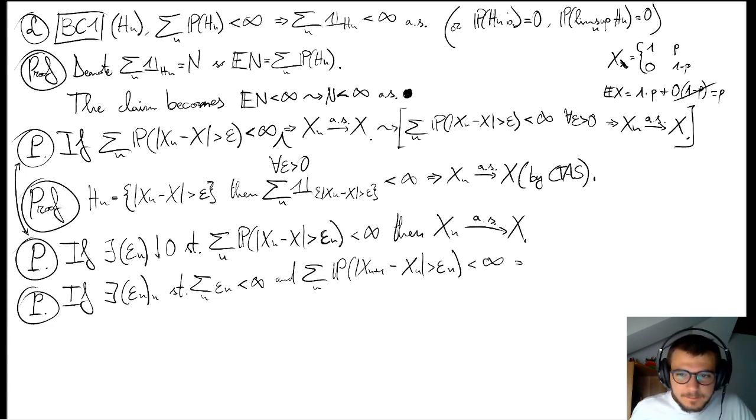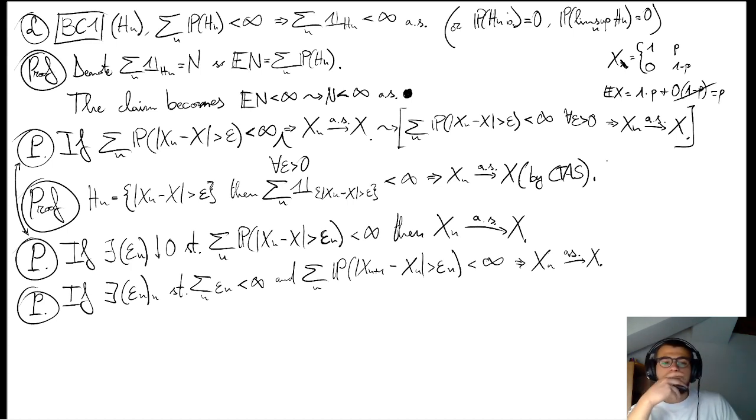Then Xn converges almost surely to X. And this is again an alternative way of seeing the same result, basically. I think. No, because this time we are considering subsequent, I don't know how to call them, like consecutive terms here.